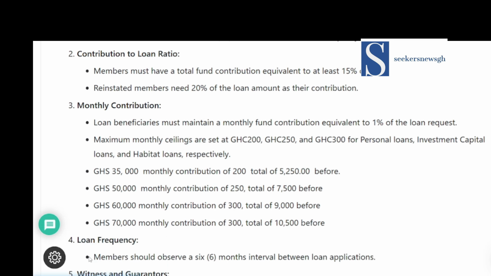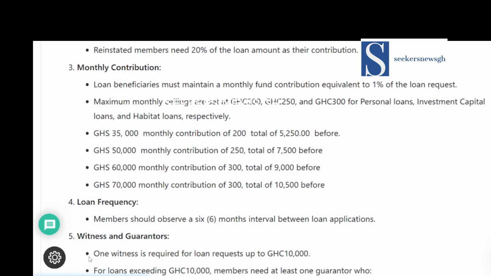Number 3, monthly contribution. Loan beneficiary must maintain a monthly fund contribution equivalent to 1% of the loan request. Maximum monthly ceilings are set as 200 cedis for personal loan, 250 cedis for investment or capital loan, and 300 cedis for habitat loan, respectively.